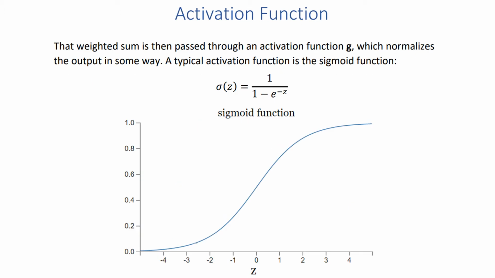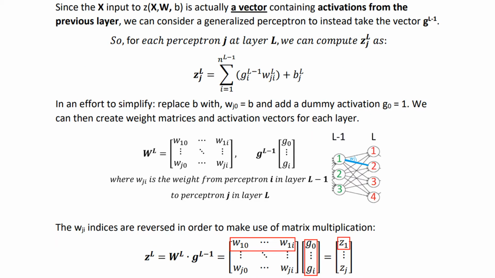A very typical activation function is called the sigmoid function, which produces a nice continuous smooth range of values between 0 and 1 instead of just a hard 0 or 1, to help the network learn. Since the x input to the weighted sum equation is actually a vector containing activations from the previous layer, we can consider a generalized perceptron to take the vector g of L minus 1. This is all the activations of the previous layer in vector form. For any perceptron j at layer L, we can compute the individual weighted sum with this equation.